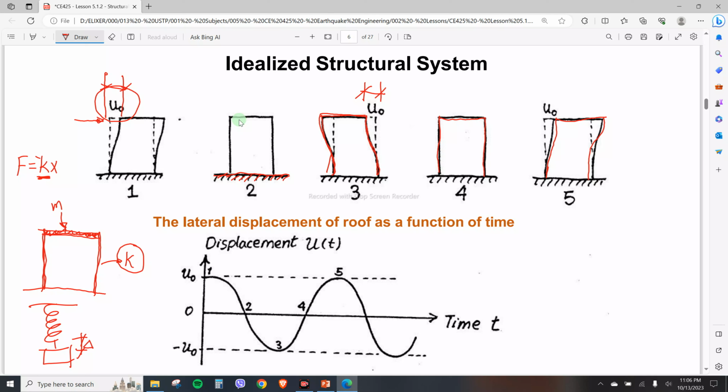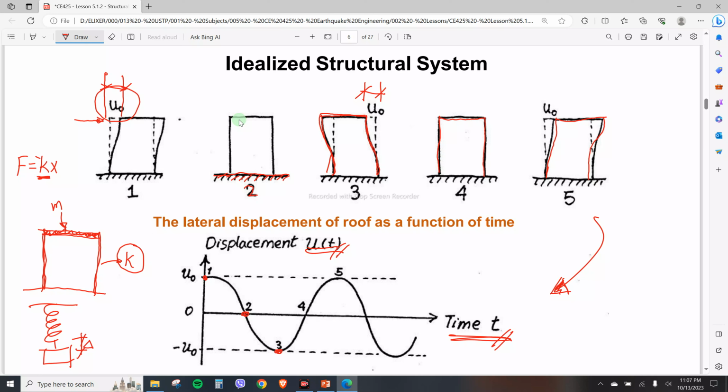Here we have a graph. This is the lateral displacement of the roof as a function of time. Our x-axis is time, and our y-axis is displacement, that is u as a function of time.